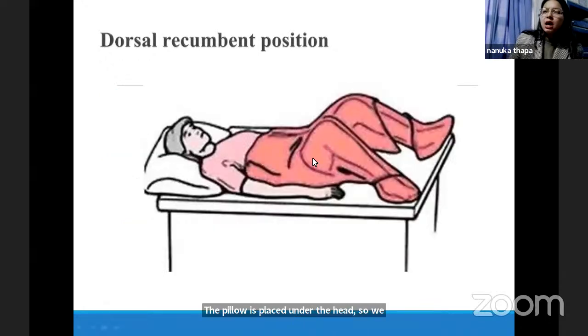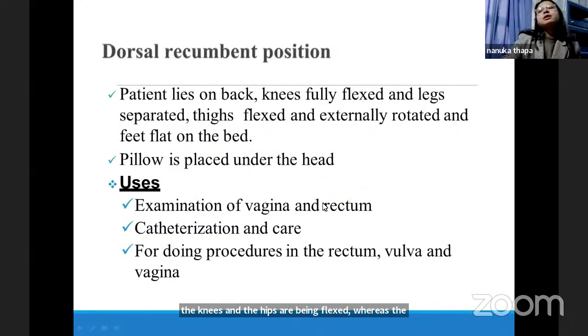So we can see here, the knees and the hips are being flexed, whereas the patient is also in supine position with a headrest. The uses of this position is that it helps in the examination of the vagina and the rectum, for catheterization and care, and also for doing procedures in the rectum, vulva, and vagina.